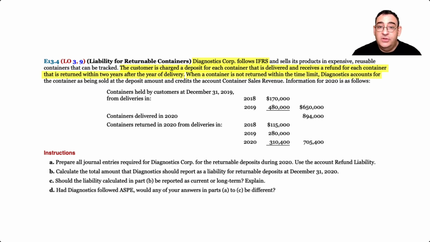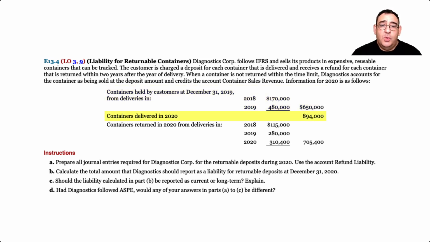When a container is not returned within the time limit, Diagnostics accounts for the container as being sold at the deposit amount and credits an account called container sales revenue. Here's some information for 2020. Containers that are held by customers at the end of December 31st, 2019 from deliveries in both 2018 and 2019 total 650,000. This actually represents the opening refund liability balance.